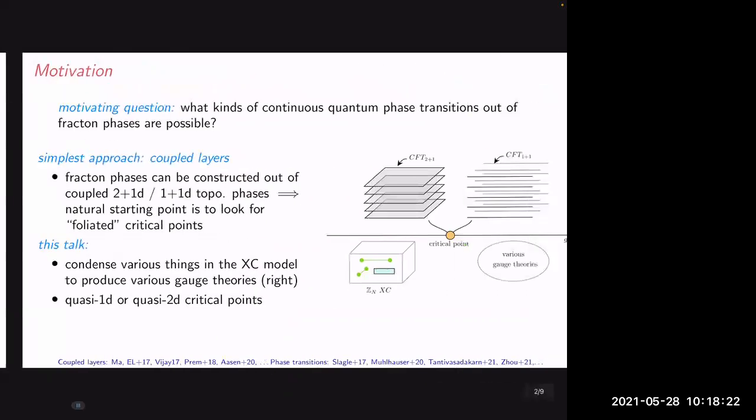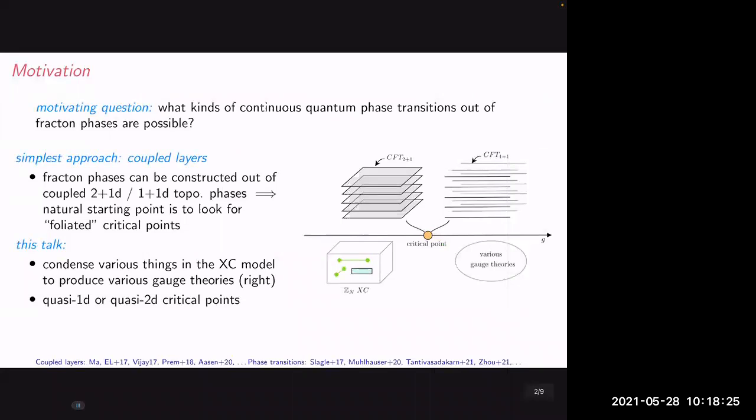So the motivating question for this talk is to think about what kinds of continuous quantum phase transitions can occur between a fracton phase and some other different type of phase of matter. We've already heard a little bit about phase transitions in fracton models so far in this conference, but the approach I'm going to take today is going to be very simple-minded. We're just going to look at some phase transitions that occur in the Xcube model, which we all know and love. Basically, we're going to condense various excitations in the Xcube model and see what resulting phases we get and what the phase transitions look like.